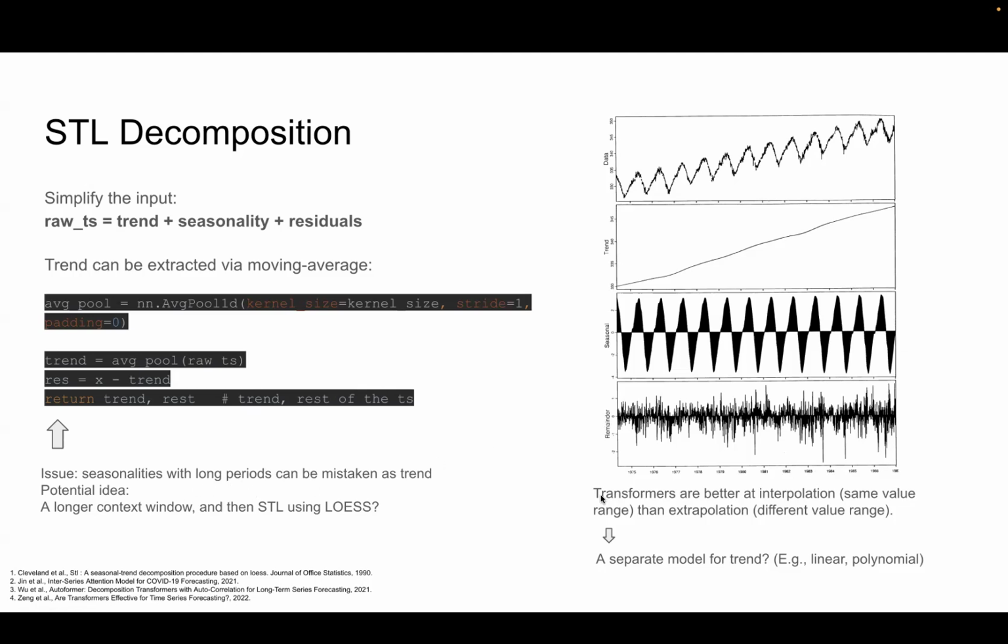And then maybe you have seasonalities that are of a longer period. In some cases, if we just apply this average pooling, we'll misclassify them as trend instead of long seasonalities. So maybe another idea is to do this trend and residual decomposition based on a longer window, so we can make sure that the trend we extract is actually trend rather than just some kind of long-term seasonalities.